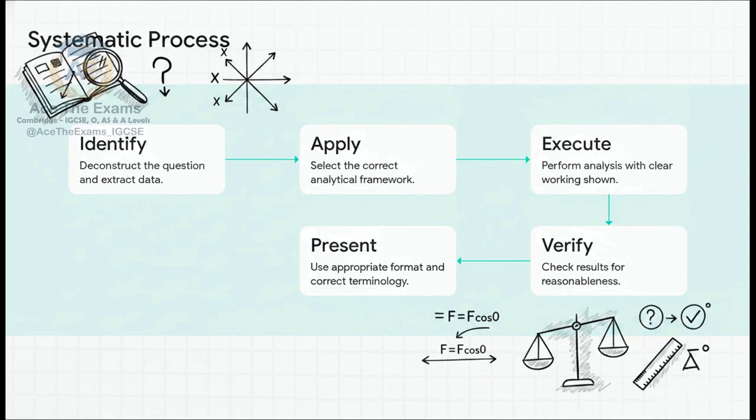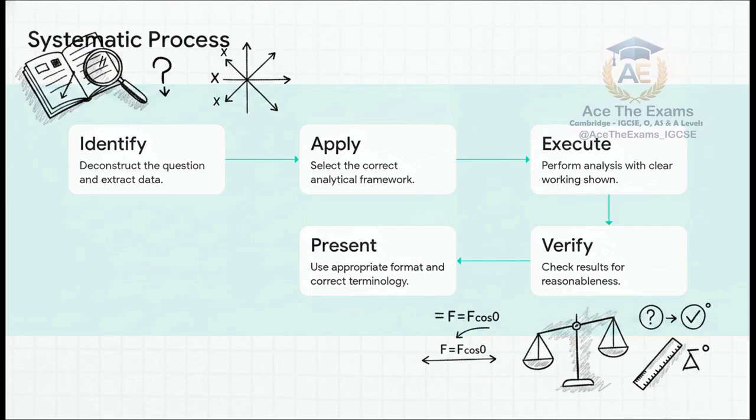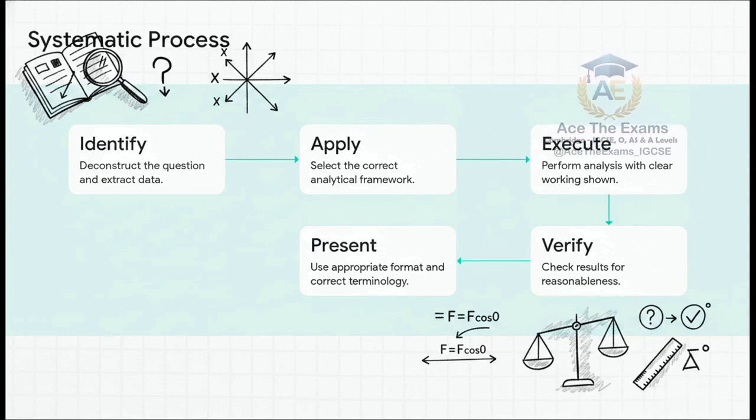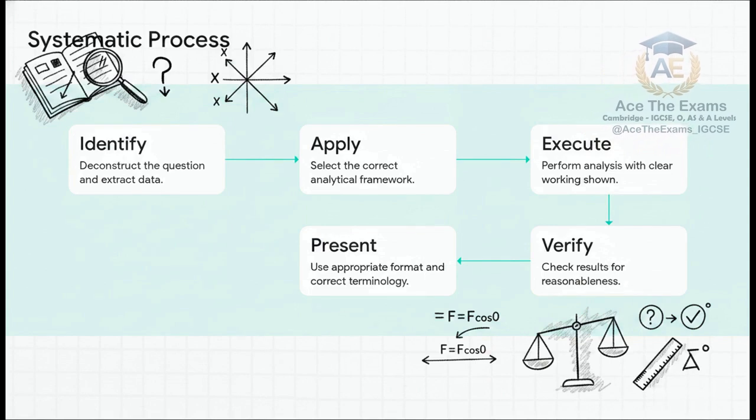Step 3. Execute the analysis with super clear working. If you're resolving, clearly write out force in the x direction equals force times cosine theta. Show the substitution. Show those intermediate values. Step 4. Verify your results. Basically just check for reasonableness. Like if you're subtracting a tiny vector from a massive one, does your resultant magnitude actually make logical sense? And finally, step 5. Present it in an appropriate format. We're talking magnitude with the correct significant figures, the right SI unit, and, crucially for vectors, the direction, which is usually stated as an angle relative to a specific axis.